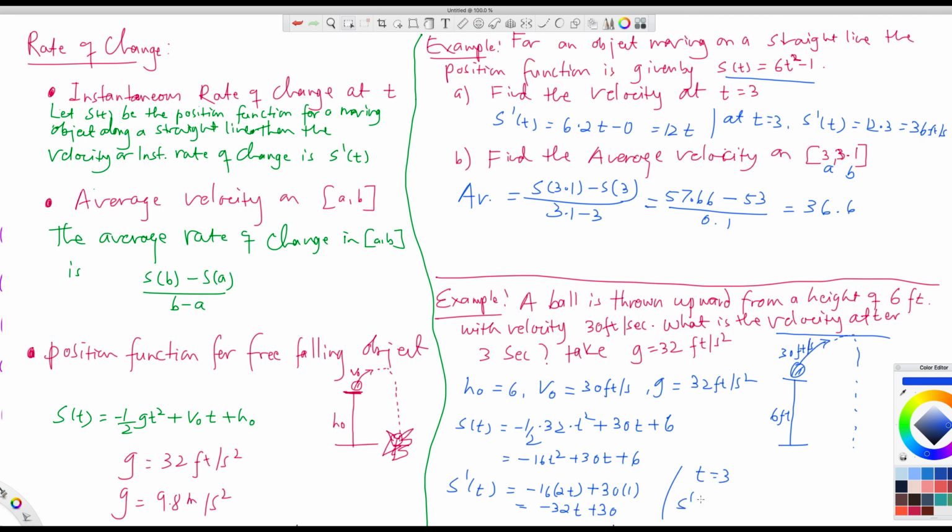You want the velocity at t equals 3, so s prime at 3 is equal to -32 times 3 plus 30. 32 times 3 is 96, so -96 plus 30 is -66 feet per second. The upward velocity is positive, so the downward velocity is negative, meaning the ball is falling down. It is not ascending, it is in the descending position, somewhere here. The velocity of that object at that time is -66 feet per second. So this is the final answer for this problem.